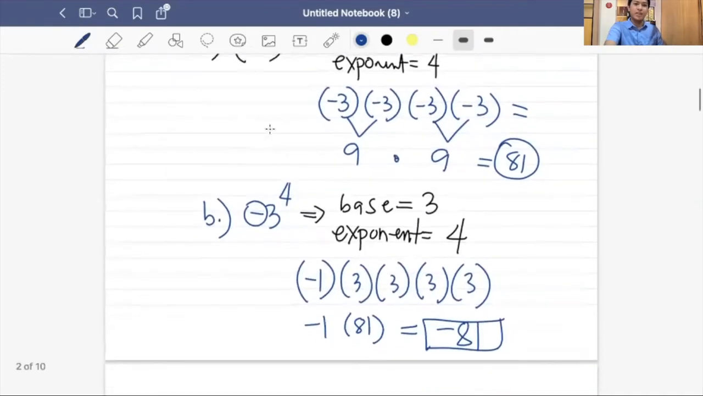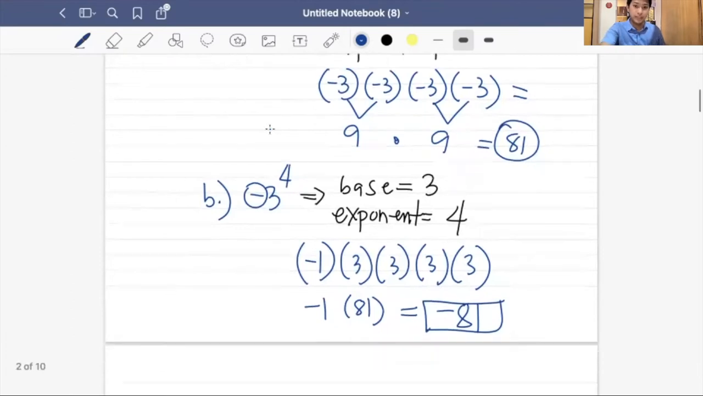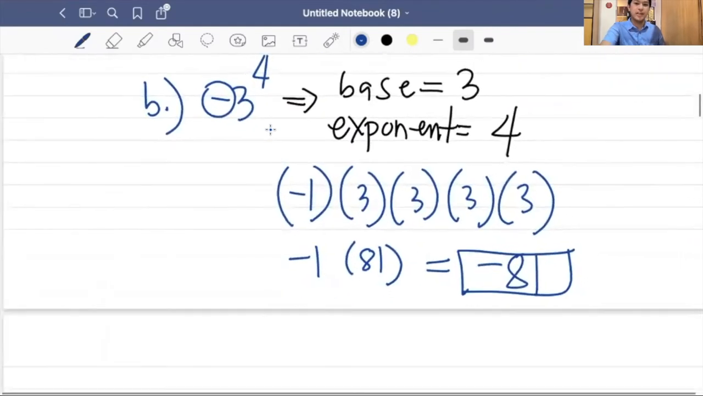All right. I hope that you were able to review your exponent, your base, and how to simplify our expressions involving exponents. All right, let's start with this one.